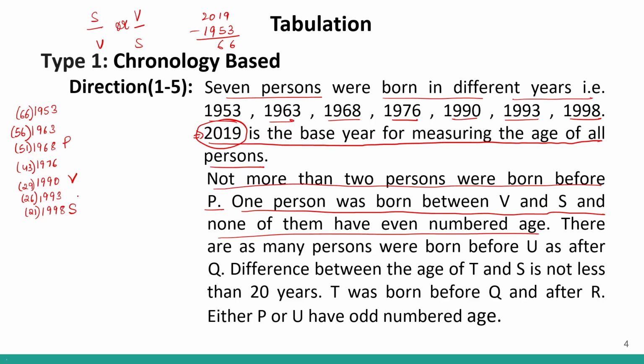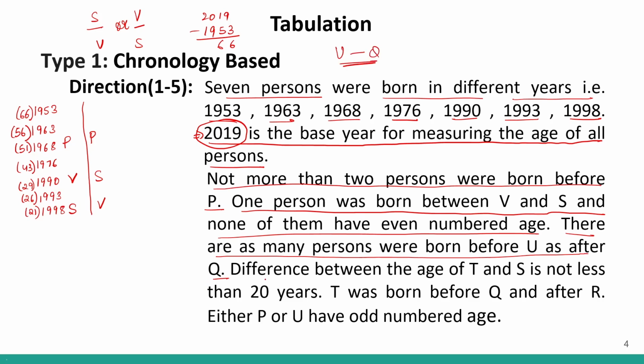And here the age is 21. Or I can have it like this. S's age is 29 and V's age is 21. So then their age will be odd because their ages cannot be even. So now I have two possibilities. Okay, let us continue. There are as many persons born before U as after Q. That basically means U and Q have the same positions from top and bottom.